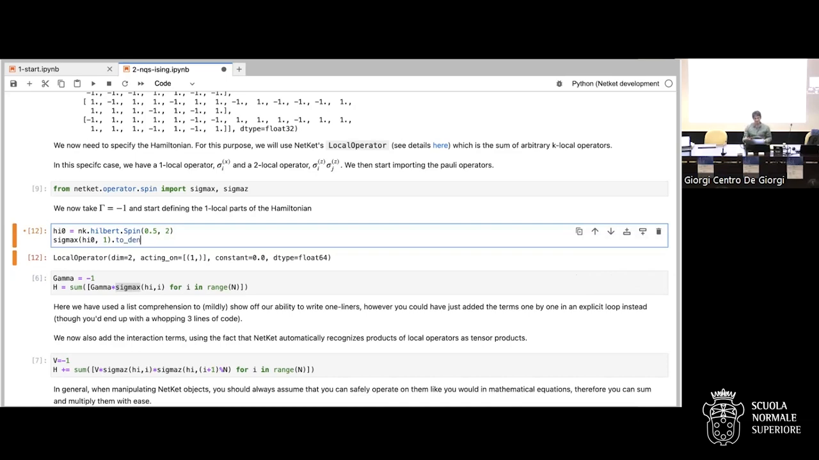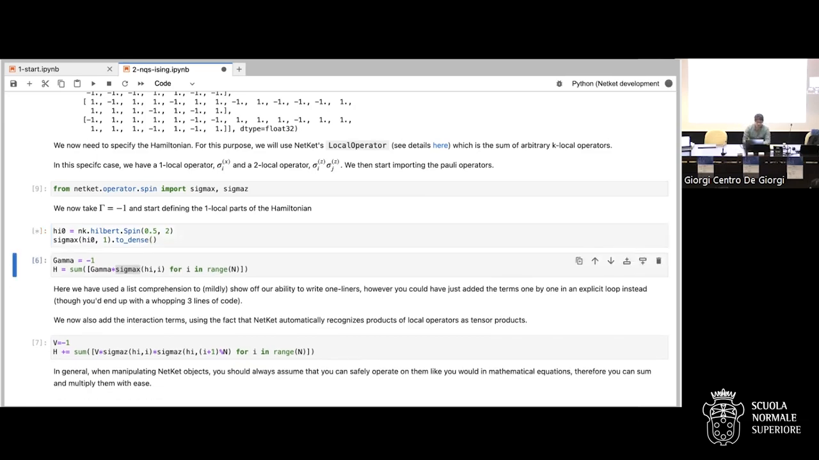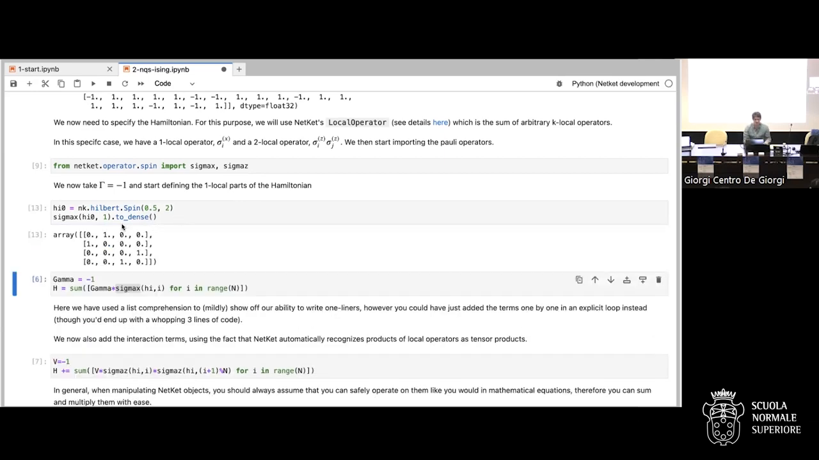And the way this is represented internally is by storing only, so you remember that those objects are identity tensor identity tensor identity tensor a matrix acting only on the i-th site. So instead of having to store an exponentially large matrix, we only store this small matrix and the label of where we don't have identities. But we can always convert it to a dense representation. In this case, there are only two sites, so it's relatively easy to see, right? So this is identity tensor 0, 1, 1, 0. But if you have more than 25 spins, it's usually impossible to store in memory the dense matrix that represents those objects.